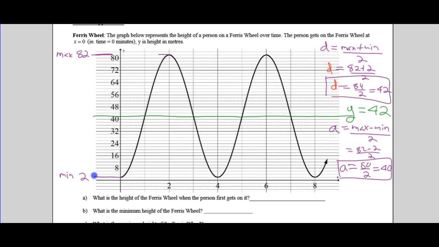D is 42. How many quantities are there in the formula y equals a sine bx plus c plus d? There are 4 of them, right? A, B, C, and D. How many do we have? We have 2.